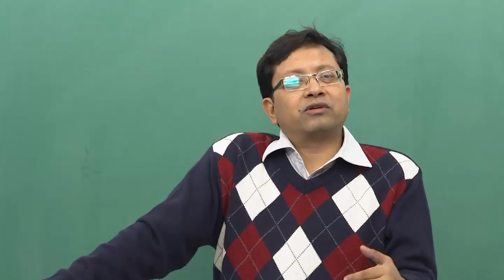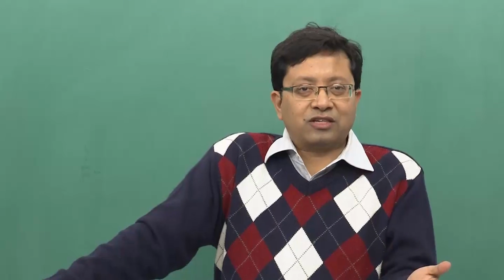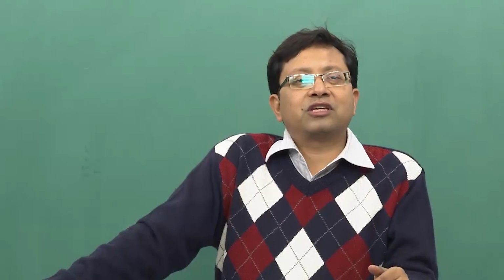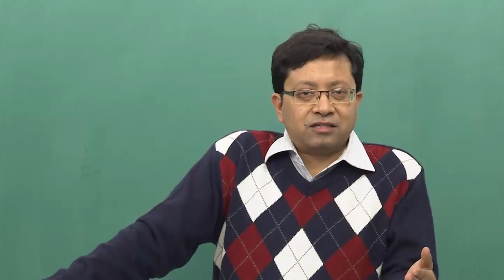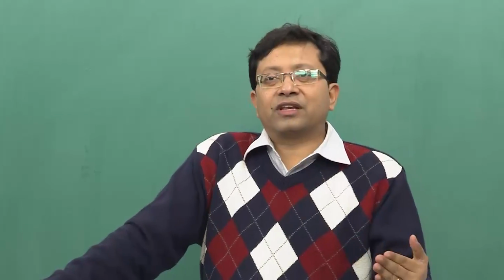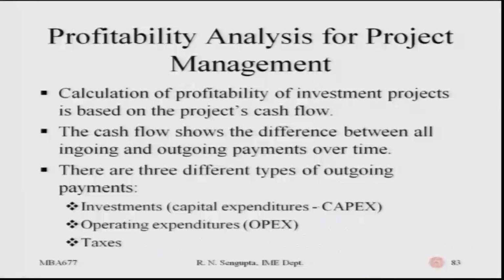In case the expected rates of return of different projects are the same, or there is some uncertainty and you are not aware of the expected rate of return of the project, then you will try to find out the variance of the project. The higher the variance, obviously you would not take a decision in favor of it. There are three different types of outgoing payments.